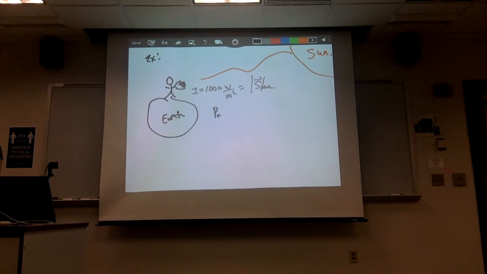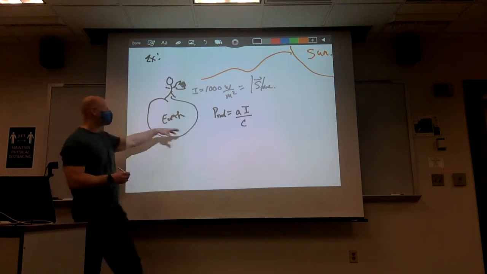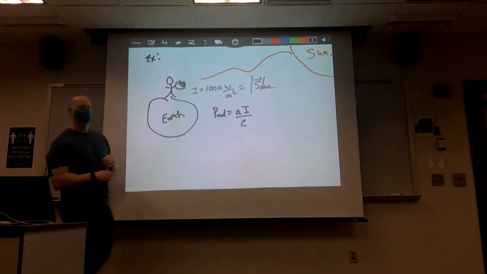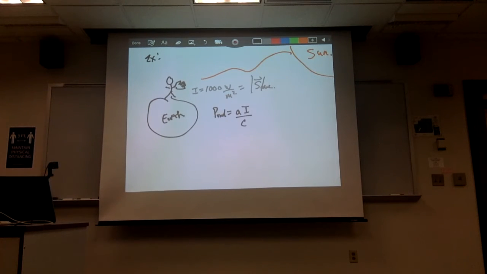So I know the radiated pressure is going to be equal to A times the intensity divided by the speed of light. Here we have to decide if this is reflecting or absorbing. Most of the time I'm going to tell you if it's completely absorbing or completely reflecting, which will determine the A value. In this case, I'm going to pretend that I am absorbing, not reflecting. In reality, I'm very reflecting. But let's pretend, so in this case A is simply equal to 1.